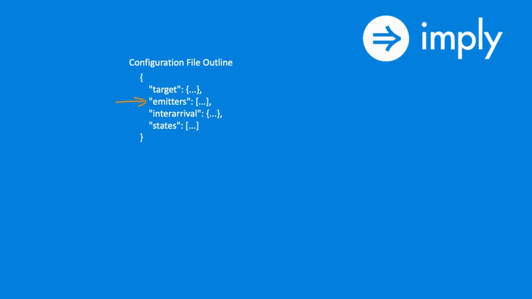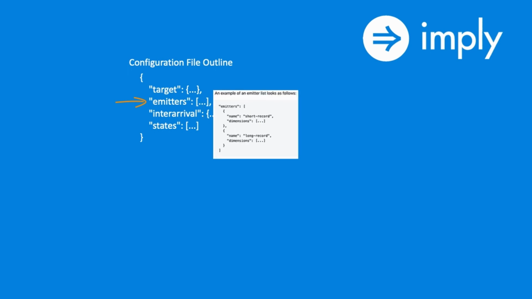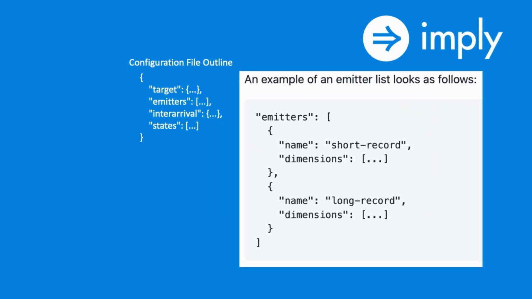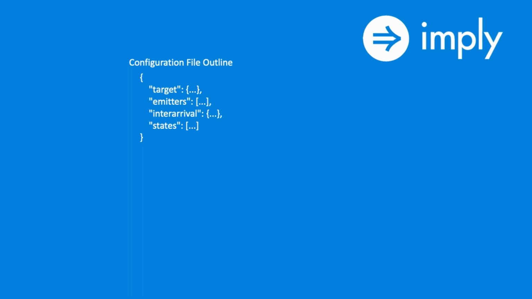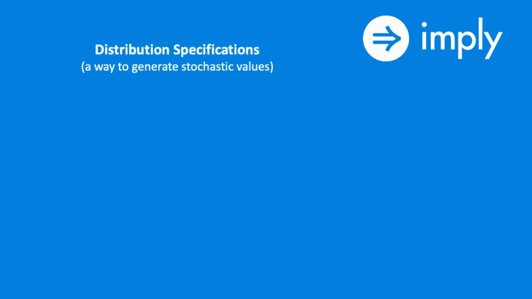The next section in the configuration file is the emitters list. The emitters list is a list of objects, called emitters, that the generator uses to generate records. Each emitter consists of an emitter name and a list of dimension specifiers that generate values for each record instance. However, before we dive into that, we need to lay some foundation by understanding the various distribution specifications.